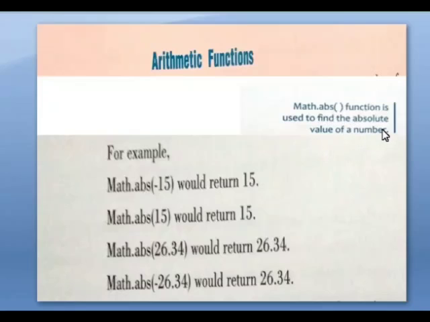For example, Math.abs of minus 15. The absolute value is 15. It will not take the sign. Whether it is a positive number or a negative number, the answer will be positive. For example, Math.abs of 15 would return 15. Math.abs of minus 26.34 will return 26.34. If it is a negative number, the answer is still a positive number. So this is the use of Math.abs.